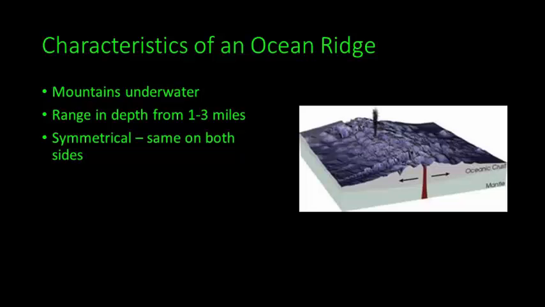Ocean ridges are basically mountains underwater. Ocean ridges can range in depth from 1 to 3 miles. Most often, ocean ridges are symmetrical, which means they are the same on both sides.